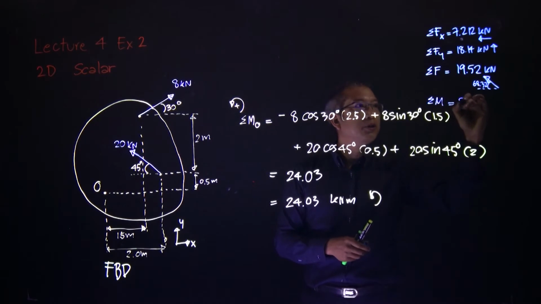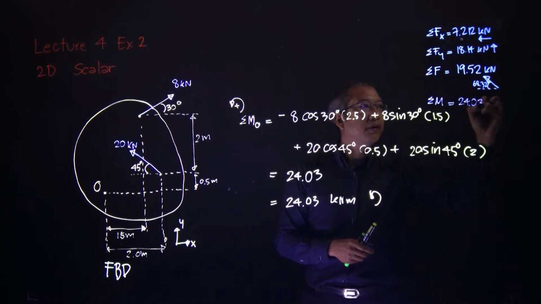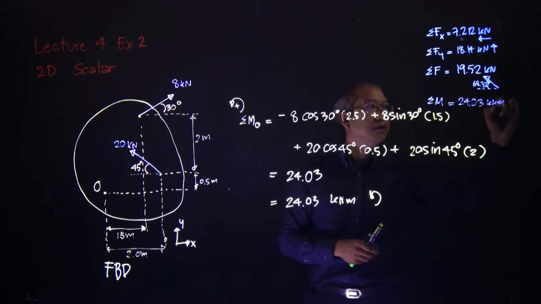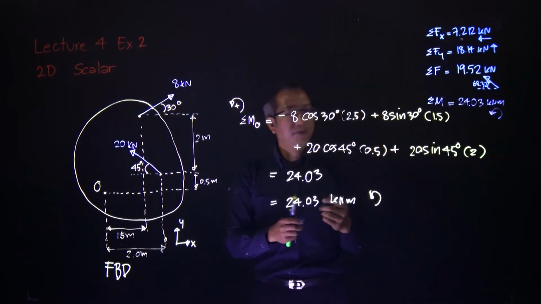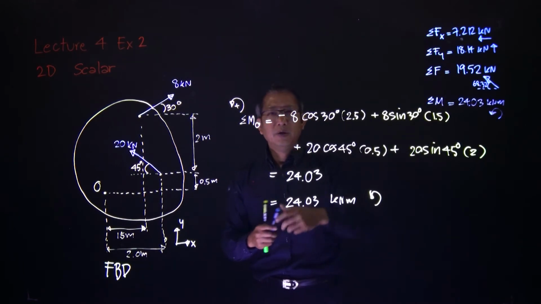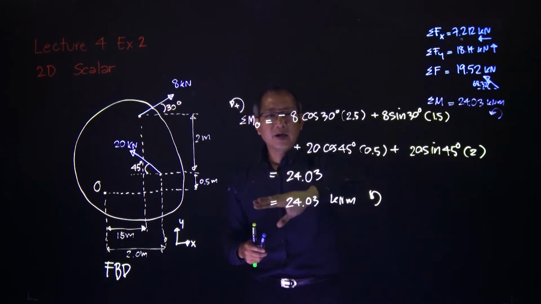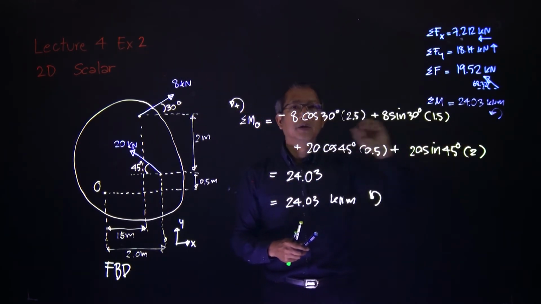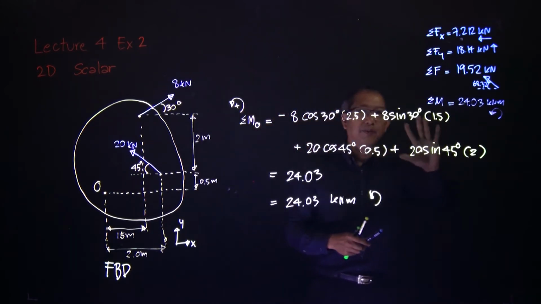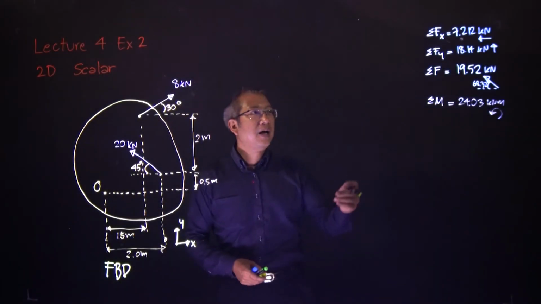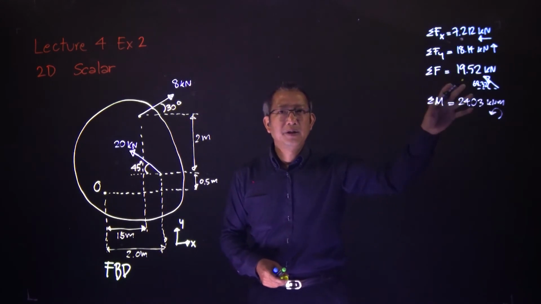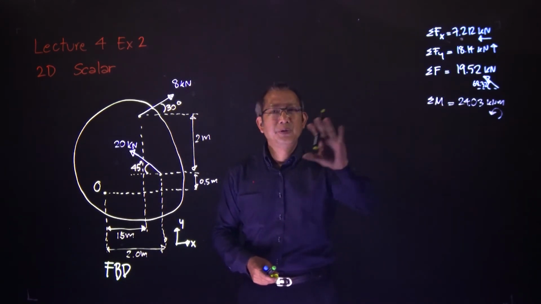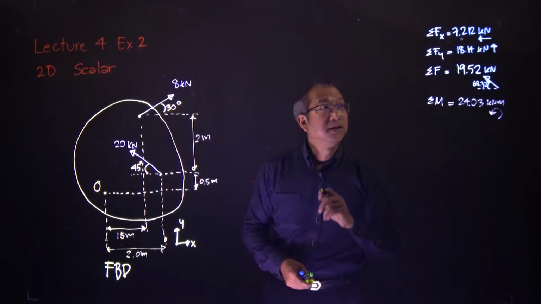Summation of moment is 24.03 kilonewton meter anti-clockwise. We just put that in words and we are done. Now, to do that, I will have to get rid of this point first. So, I will take it out in a bit. So now we have our note here. Now we're going to put this into wording for our answer.